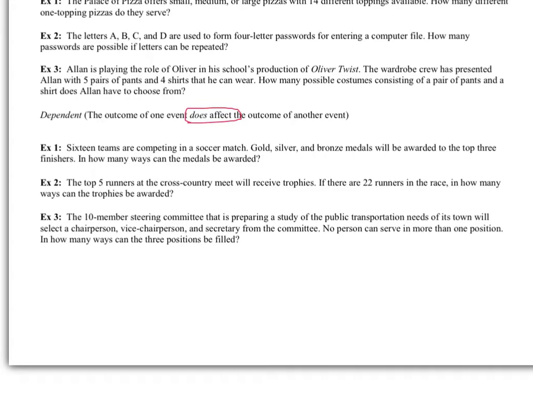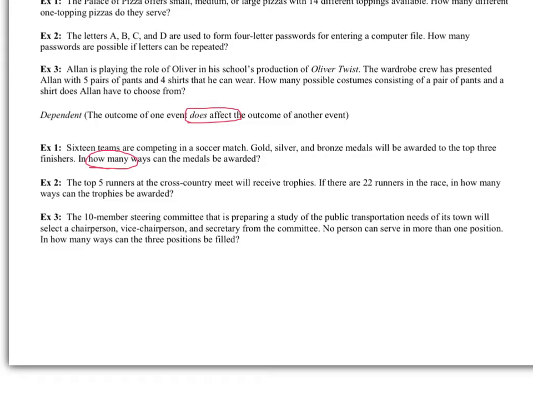So right away when I read this question, 16 teams are competing in a soccer match. Gold, silver, and bronze medals will be awarded to the top 3. How many? Okay, so how many tells me it's a counting principle. How many can be awarded? Now again, a counting principle says how many choices do you have at each stage?